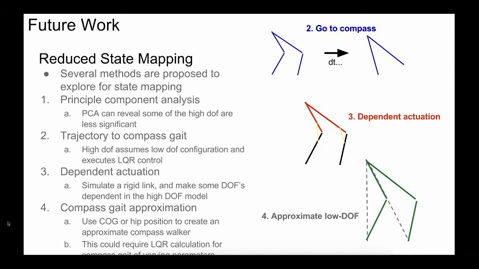The number 4 and final recommendation that we propose is to basically approximate the High-DoF system as the compass gait system. There are a couple of ways of doing this. We might be able to just use the foot stance positions combined with the hip location to create a pseudo compass gait, or we may be able to use the center of gravity of the higher degree of freedom system and equate that to a lower degree of freedom system with a similar center of gravity.